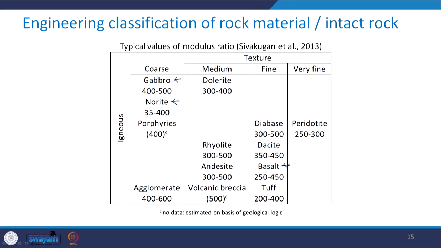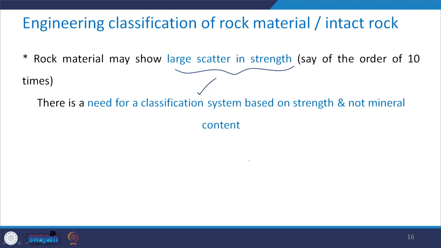Most of the time we conduct the test in the lab, find out the UCS value and E value, and from the results of the UCS test we find out the modulus ratio. But in case you are not able to get it, these are some reference values where you can get some idea of the typical value of the modulus ratio. These may show large scatter in strength, and therefore it is important to have the classification system based on strength and not on the mineral content.